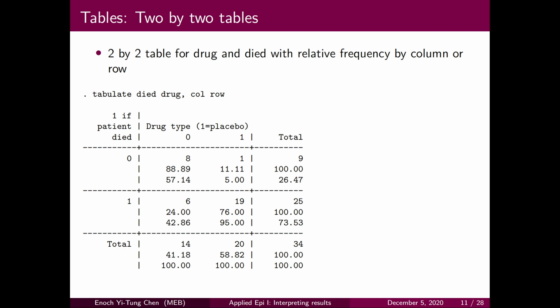Now we move on to 2x2 tables. It is always easy just using tabulate still, and you have variable 1, variable 2. For example, here I use tabulate died jog.